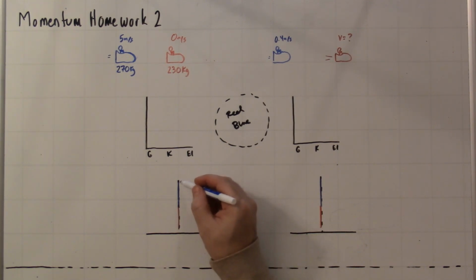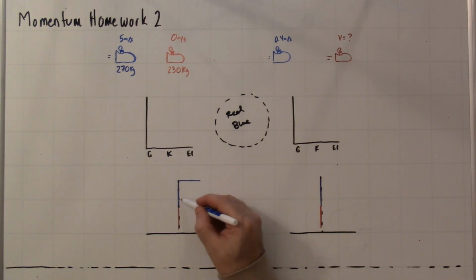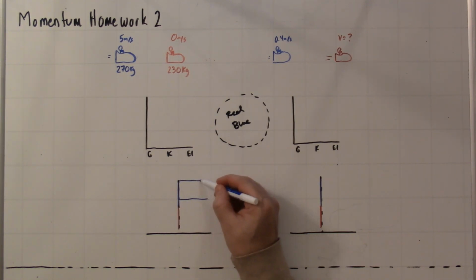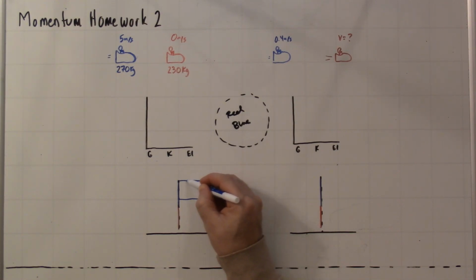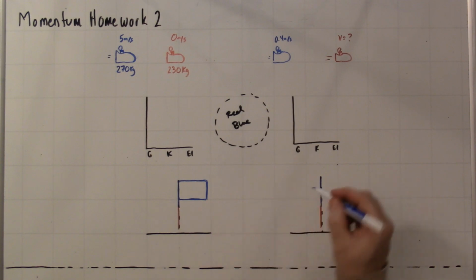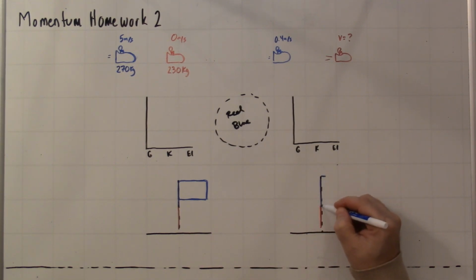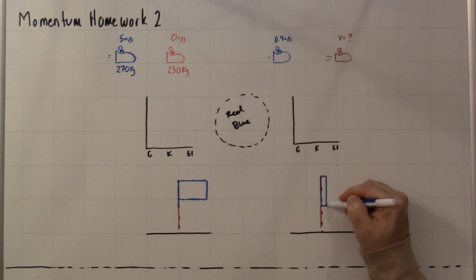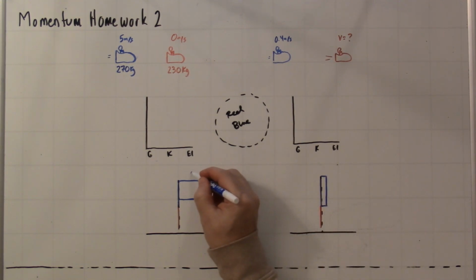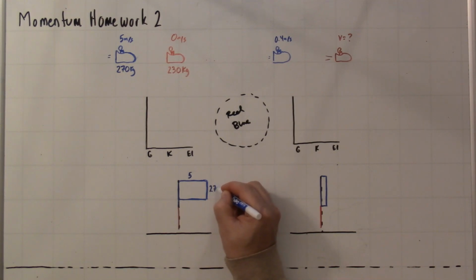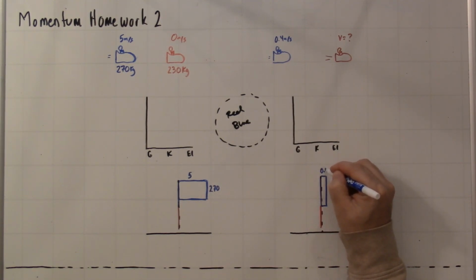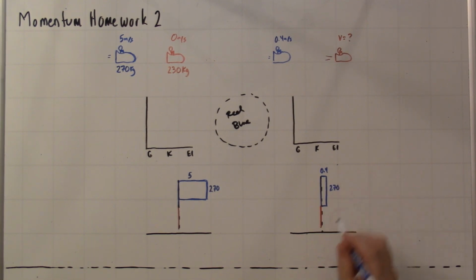But the initial situation says this guy's moving to the right at 5 meters per second. And this guy's at rest. Afterward, he's only moving to the right at like 0.4 meters per second. So this is 5 meters per second, 270. This is 0.4 meters per second, 270. And we got to figure out how fast this one is going. Now I'm not going to put a thing on here because I don't know how fast it's going, and I know the areas have to match.